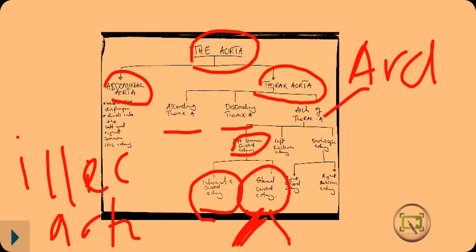Then we have the brachiocephalic artery, which is one of the arteries that branches from the arch of the aorta. It divides into the right common carotid artery and the right subclavian artery. So basically these are the main branches of the aorta.